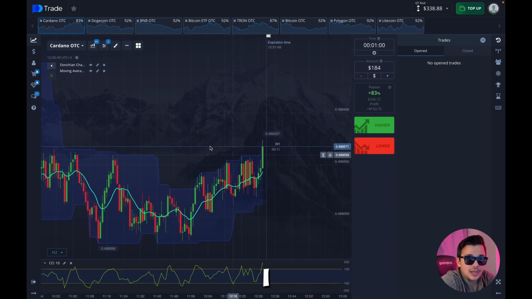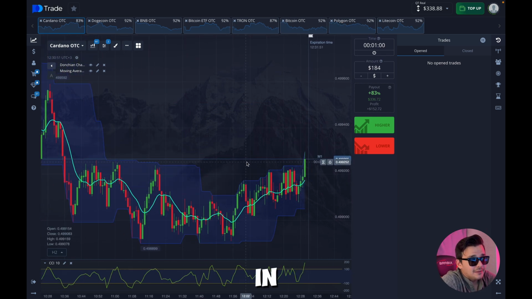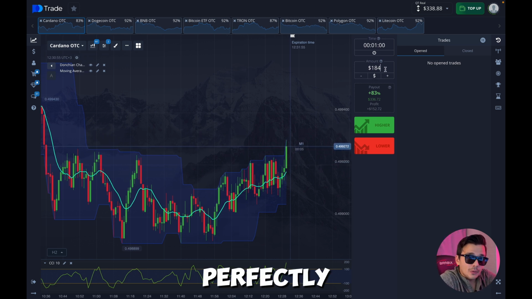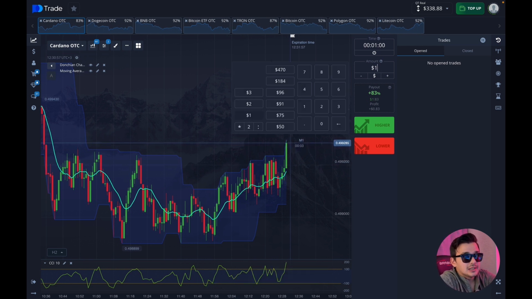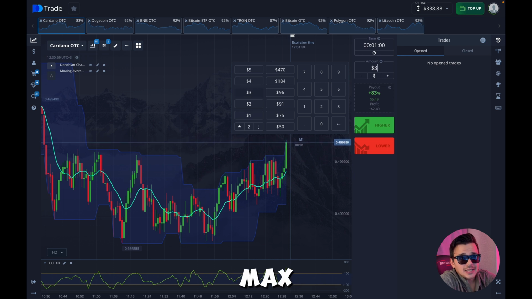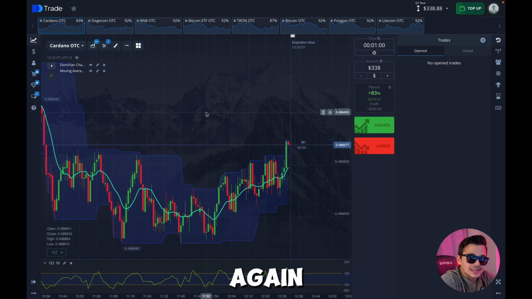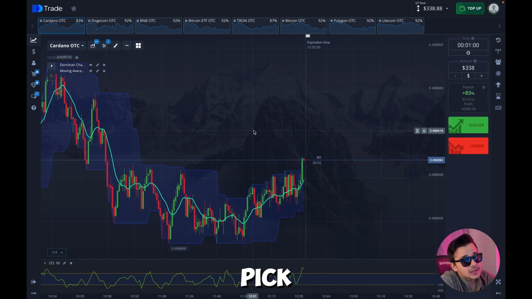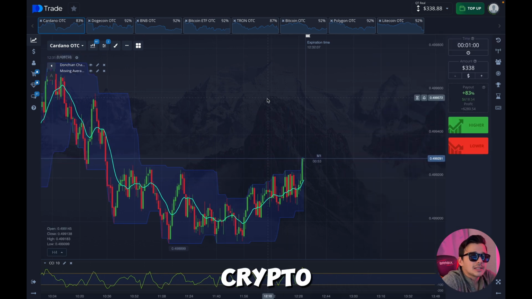Moreover, after the price bounced from the support area, the trend began to acquire an upward direction. So here I close the trade in plus. In fact, I had to close it in plus. It was a perfectly chosen entrance. And I'm going to max out my balance again. And let's continue trading. I'm going to pick up the following crypto asset.